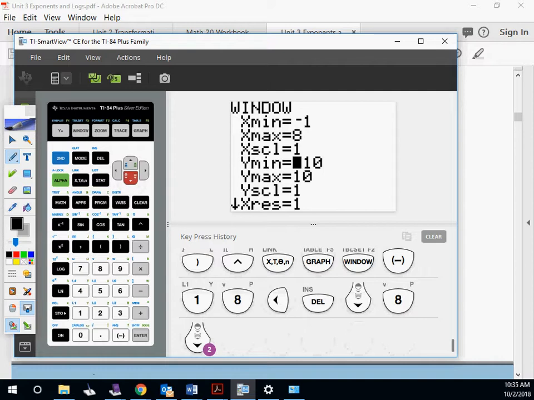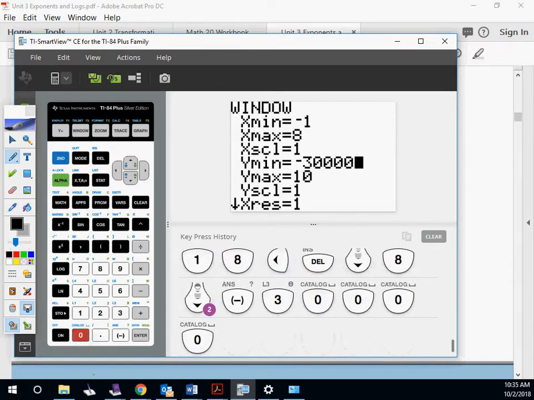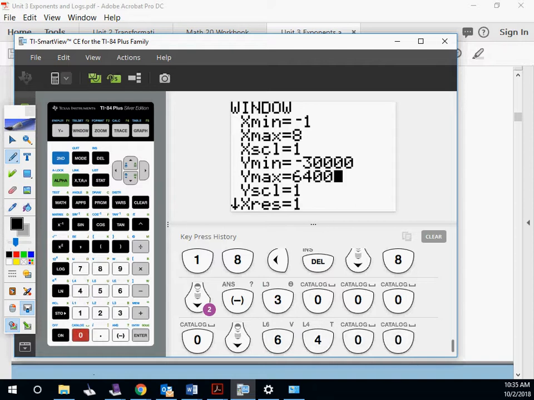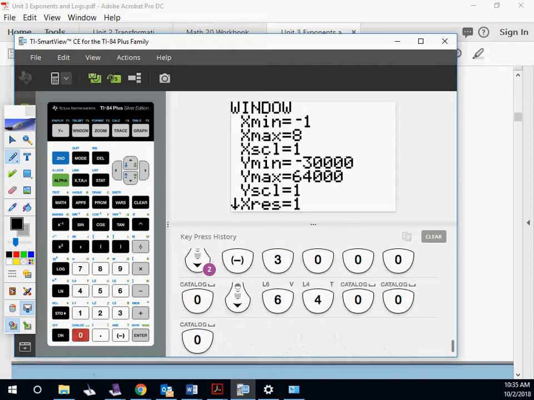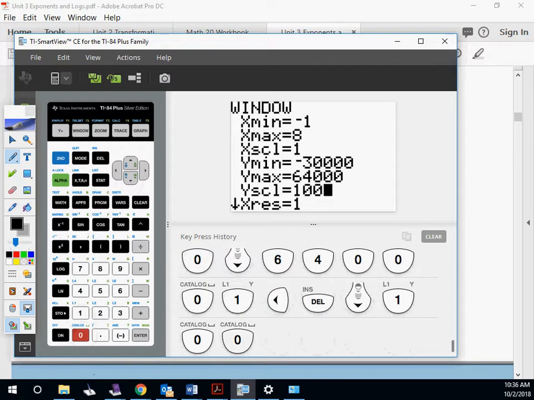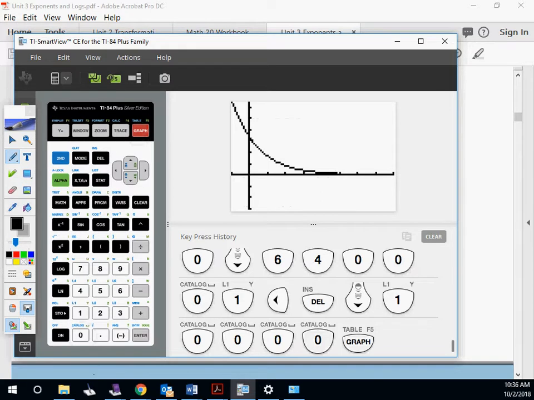And then our y is the one that's going to change quite a bit. The y, we're going to go -30,000. Okay, got it. Our max, we're going to go to 64,000. And then our scale, we're going to go by 10,000. Okay, and let's see if this turns out. And there you got a much better picture. So they sized that out for you, which is nice.